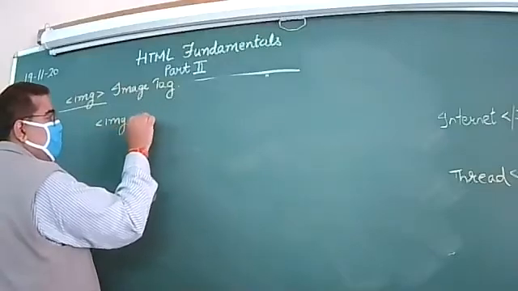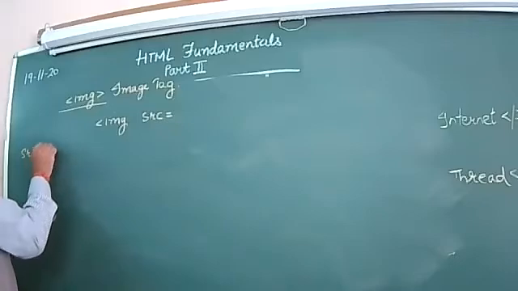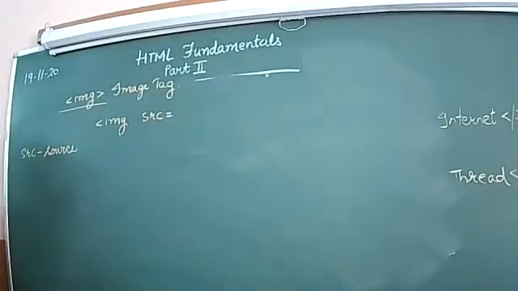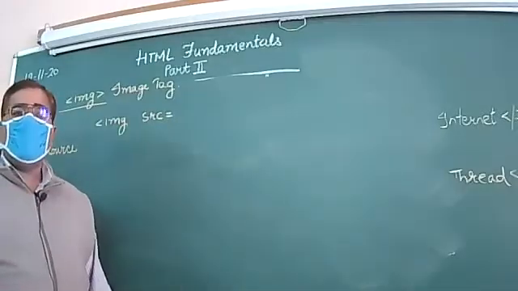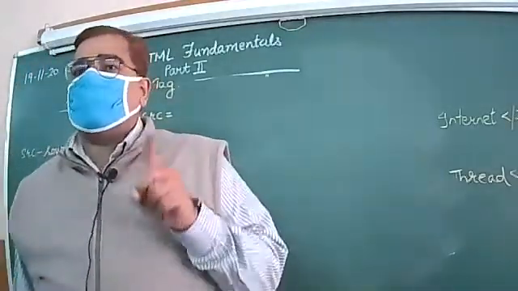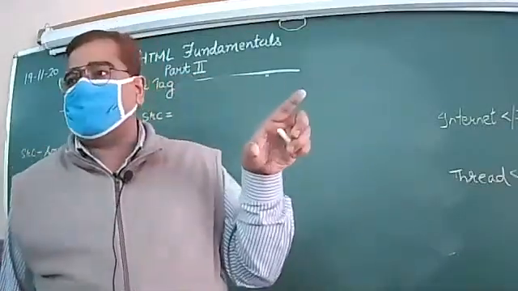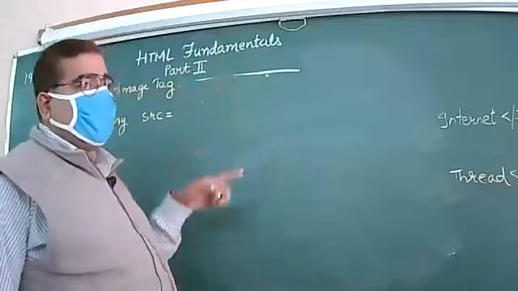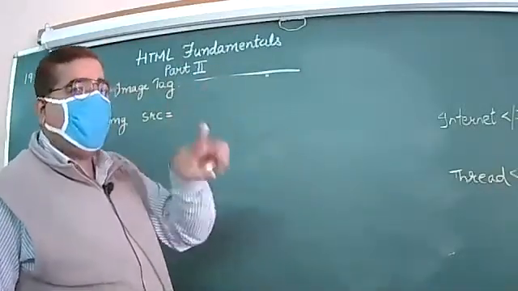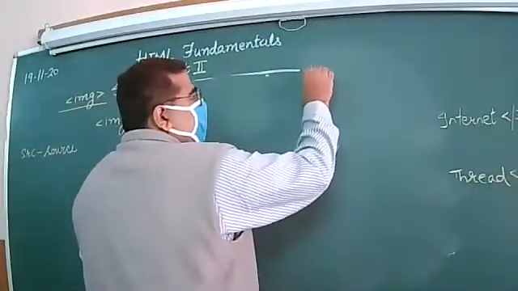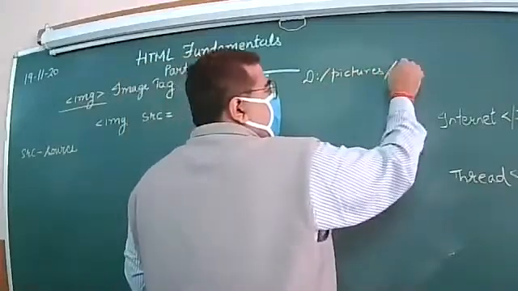Its first attribute is src. src is known as source. src means source. What is the role of src attribute? src attribute is used to specify the complete path or the URL of the image. Suppose your image is stored in picture folder and picture folder is in D drive. So you will say D drive, pictures, and the name of your image.